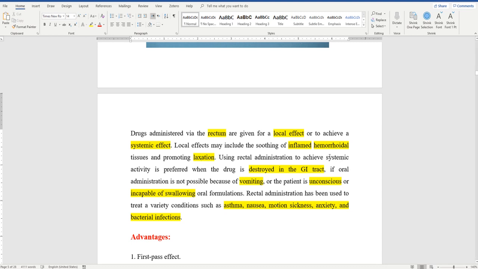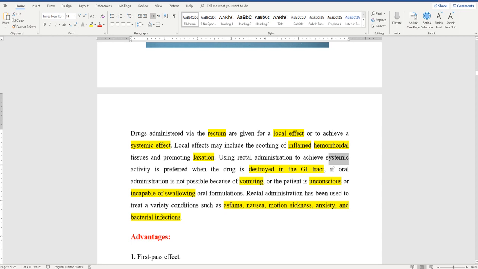As for systemic action or activity, we may use that in cases when it will not be possible to give the medication by mouth or orally. For example, if someone is vomiting or unconscious, or maybe the drug is irritating the stomach, or maybe destroyed by the stomach. In this case, you can give it by rectal administration.